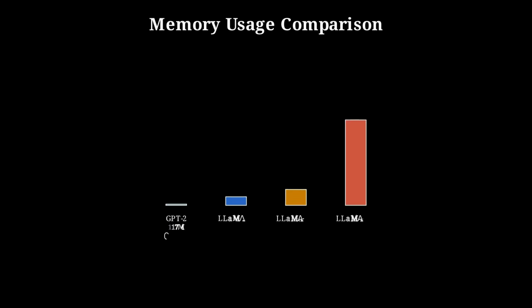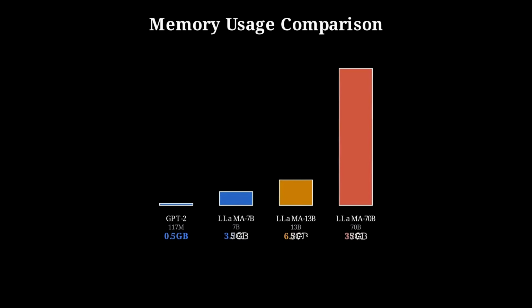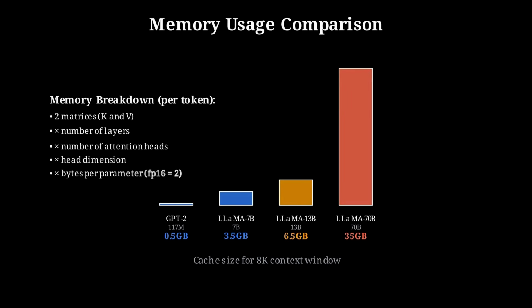Let's talk about the memory cost. A 70 billion parameter model with 8K context needs 35 gigabytes just for the cache. The formula is unforgiving. 2 times batch size, times layers, times heads, times sequence length, times dimension, times bytes per parameter. For long conversations, this can consume gigabytes of memory. That's the trade-off, memory for speed.